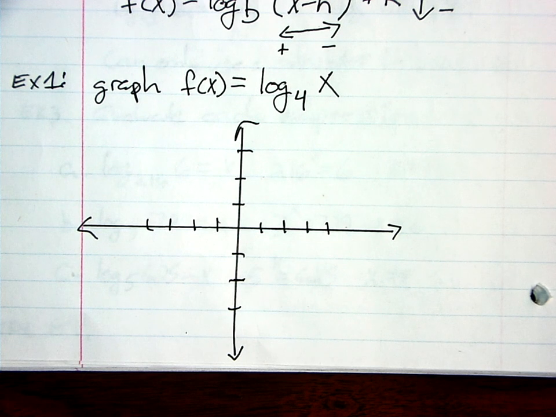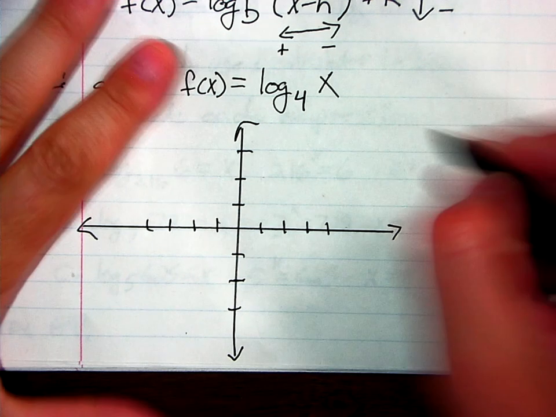All right, Liam, you asked what does the 4 do, correct? I'm going to explain right now. All right, we're going to make a function table.